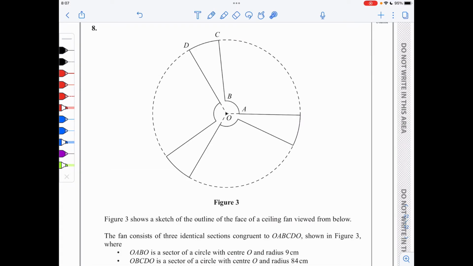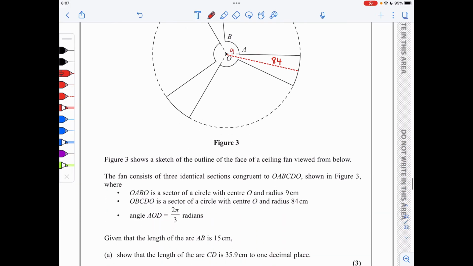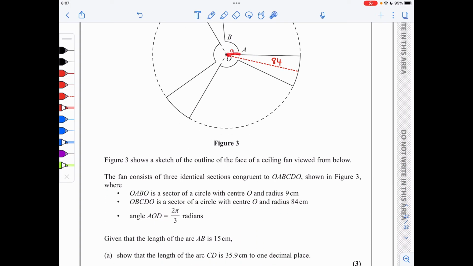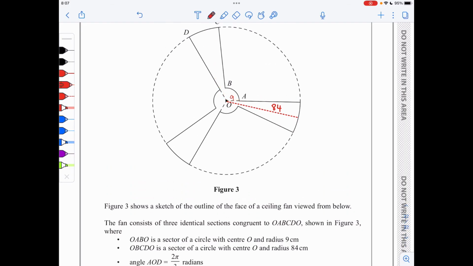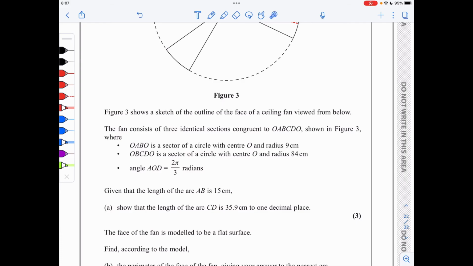In question 8, we've got a sketch of the outline of the face of a ceiling fan viewed from below. We know that the small circle has a radius of 9, so this here is 9 centimeters. The radius of the bigger circle, this part here, is 84 centimeters. And in addition, we have that angle AOD is 2 pi over 3, so it makes sense to add all this information on my diagram, 2 pi over 3. And given that the length of the arc AB is 15 centimeters, we need to show that the length of the arc CD is 35.9 centimeters to 1 dp.